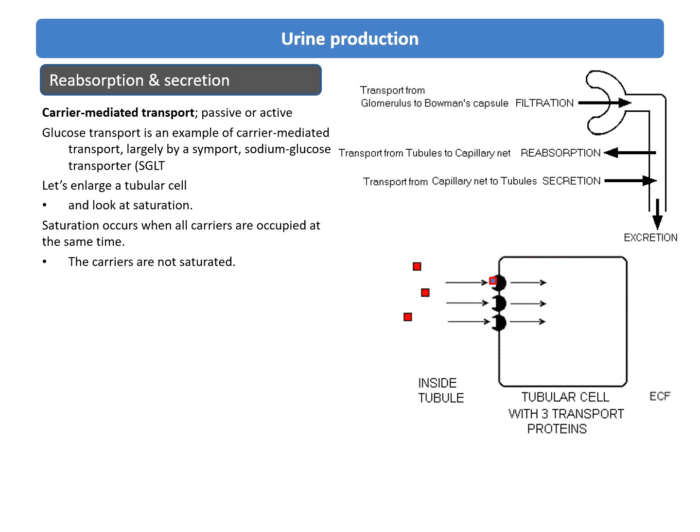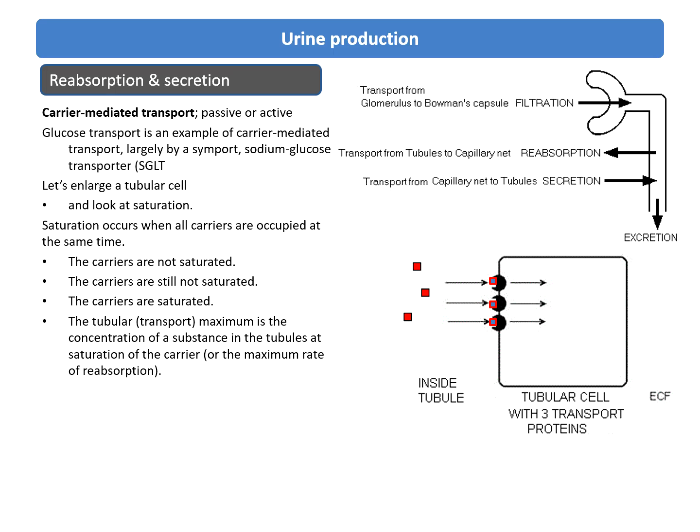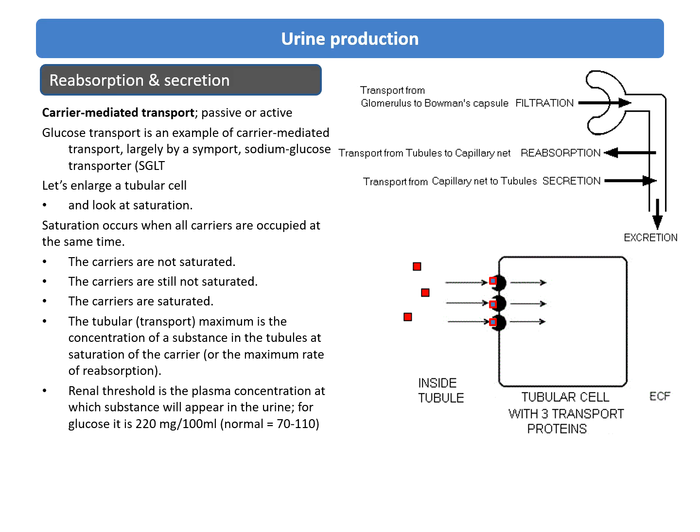If one transport molecule to be transported binds to the transporter, the carriers overall are not saturated. If 2 bind to the transport protein, the carriers overall are still not saturated. When the 3rd binds, now the carriers are saturated. The tubular maximum or transport maximum is the concentration of a substance in the tubules at which saturation of the carrier occurs, or it's the maximum rate of reabsorption.